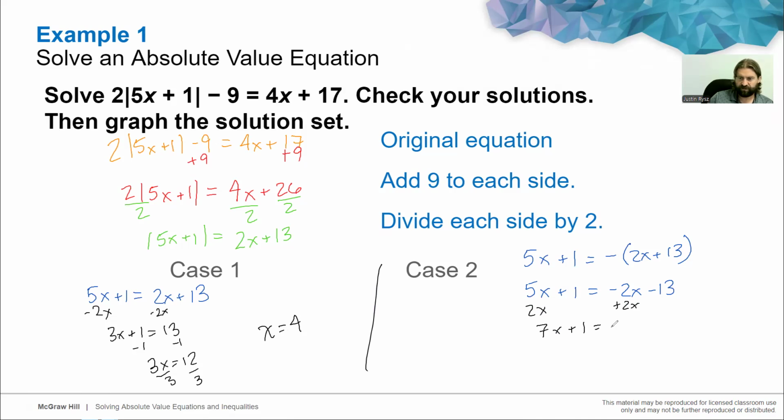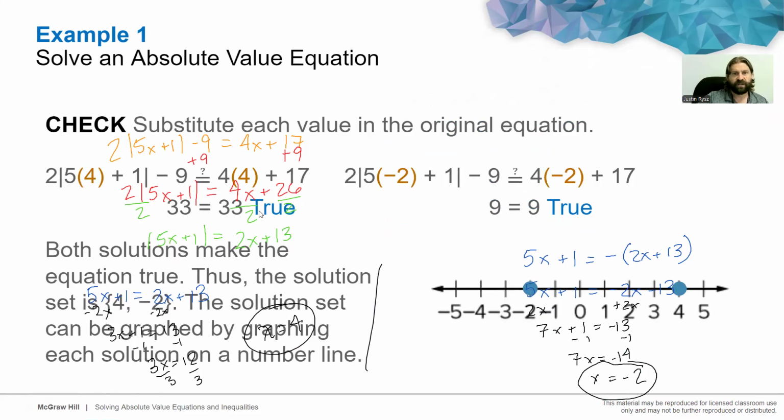7x plus 1 is equal to negative 13. Minus the 1, we get 7x is equal to negative 14. Divide by 7, we get x equals negative 2. So here is an example where we can have two solutions. Just double check this here.